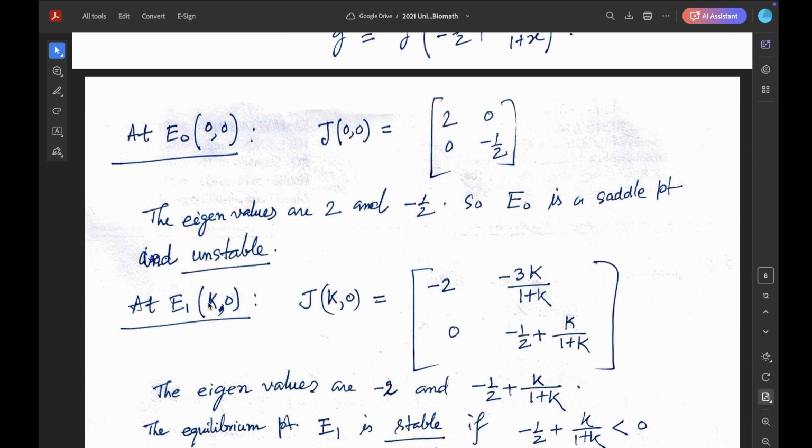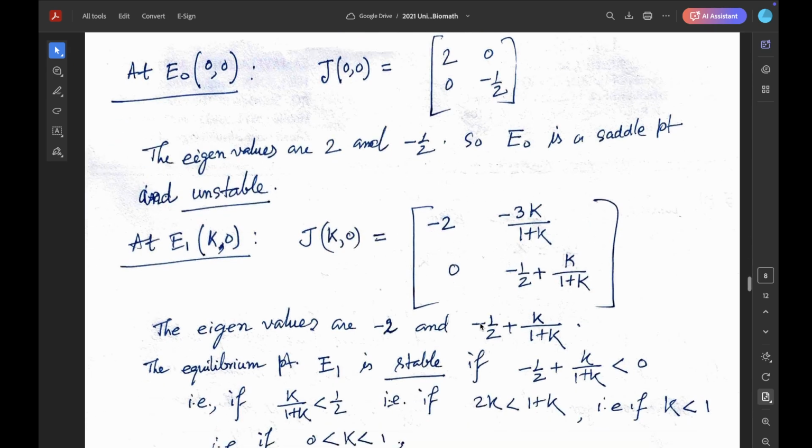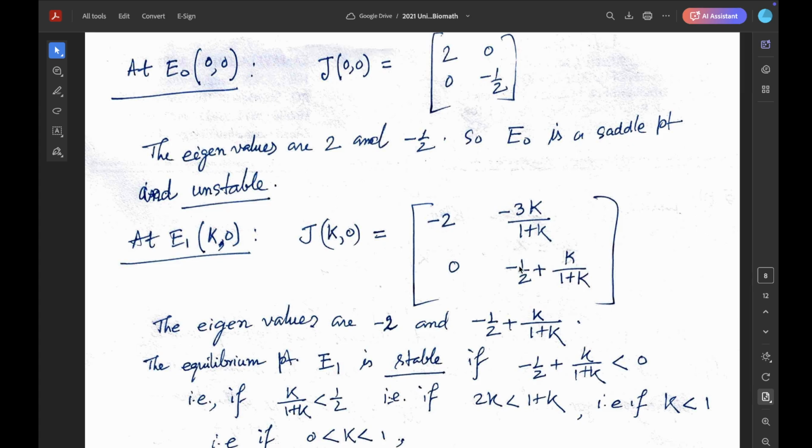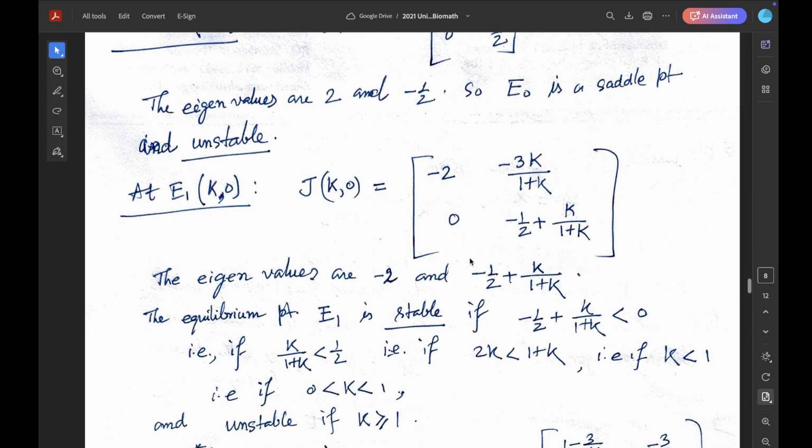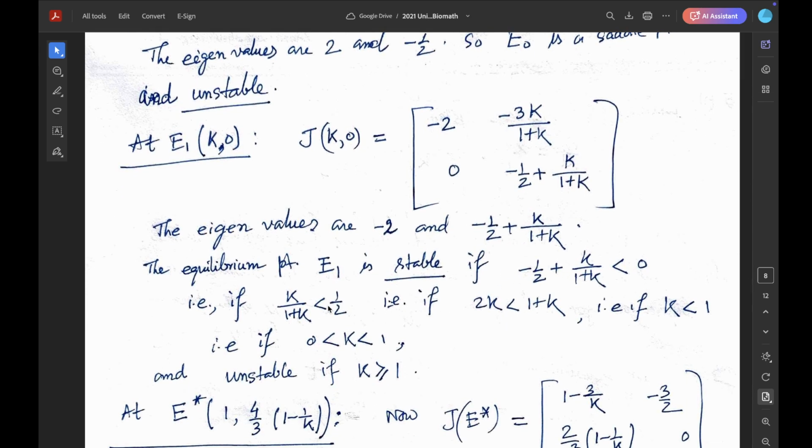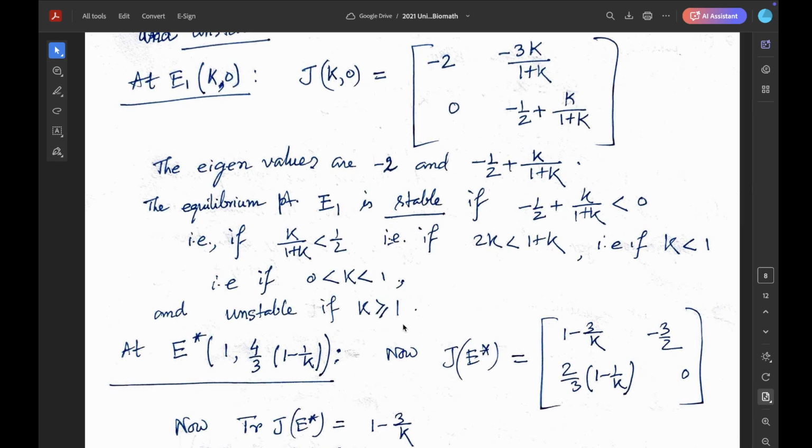At E1, the point k comma 0, the value of Jacobian J at the point k, 0 is minus 2, minus 3k by 1 plus k, 0, minus half plus k by 1 plus k. This is an upper triangular matrix, so the diagonal elements are the eigenvalues. So these are the eigenvalues, and if they are negative, it is stable. For that, the condition is that if 0 less than k less than 1, then E1, that is k comma 0, is a stable equilibrium point, actually locally asymptotically stable. Unstable if k greater than or equal to 1.